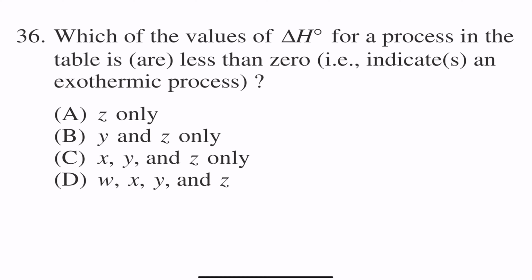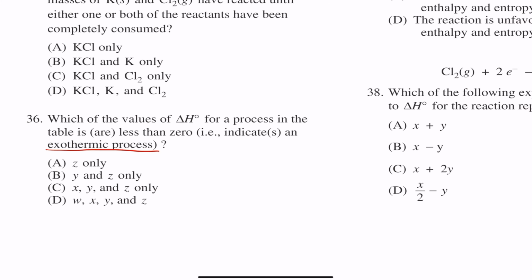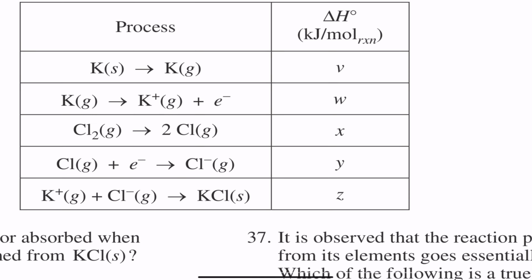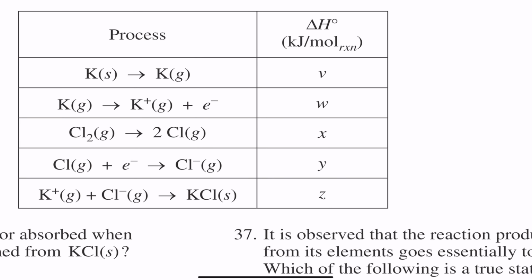Number 36, which of the following values of delta H for a process in the table is or are less than 0, aka exothermic process? They're very nice to tell us that, right? But y'all should all know that if delta H is positive, it's endothermic. If it's negative, it's exothermic. So let's look at the table once again. So here we go. Let's kind of mark it one at a time.